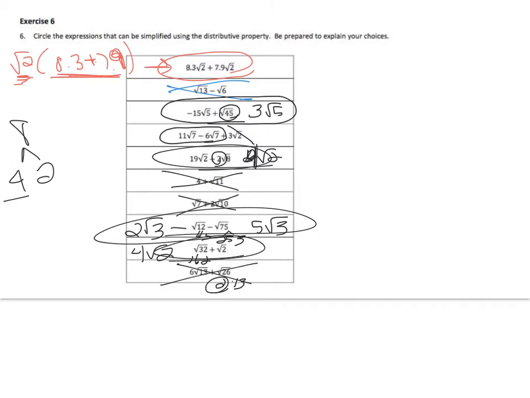All right, cool. We explained our choices by showing which radicals can be simplified to get the common radical. If both terms have the same radical, the same number underneath the root, then we can combine like terms.